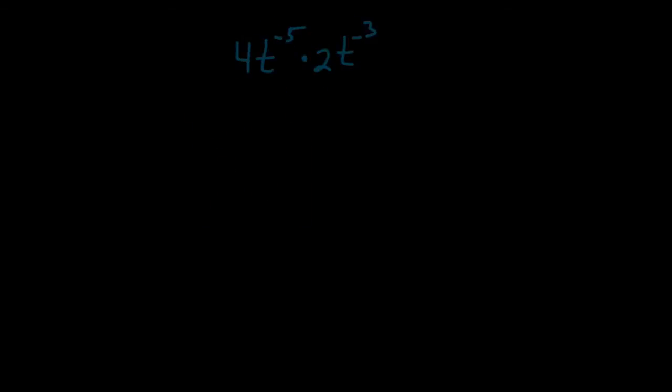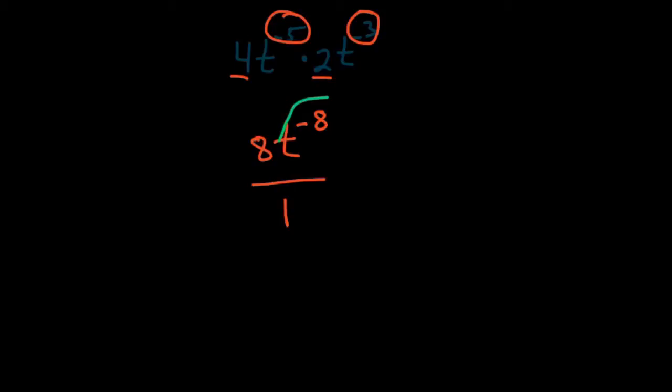In this problem, multiplying coefficients, that's 4 times 2, so that's 8. Adding exponents, that's -5 plus -3 is -8. And we never want to leave our answer with a negative exponent. So the power that's going to move is the t to the -8, because the -8 does not apply to the 8. So that's going to move to the denominator, and it will become 8 over t to the 8th as our final answer.